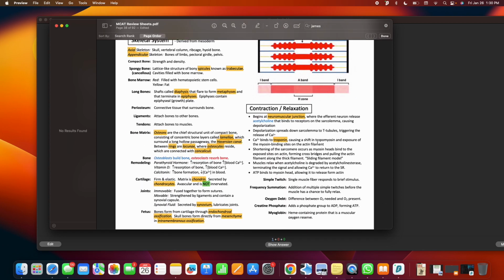So the Ca2+ that goes down the T tubules binds to troponin, which is on the thin filament, right? It causes a change in structure of tropomyosin and exposure of the myosin binding sites on the actin filament. So the myosin binding sites are on the actin filaments for sure, because that's where the myosin, the thick filament, has to attach on the actin, and it exposes them, right?